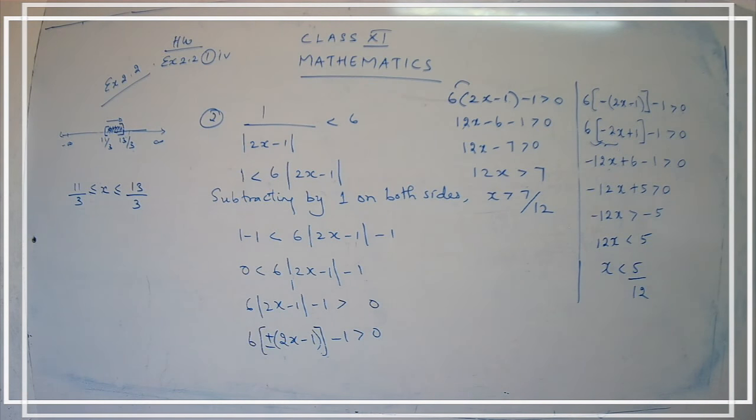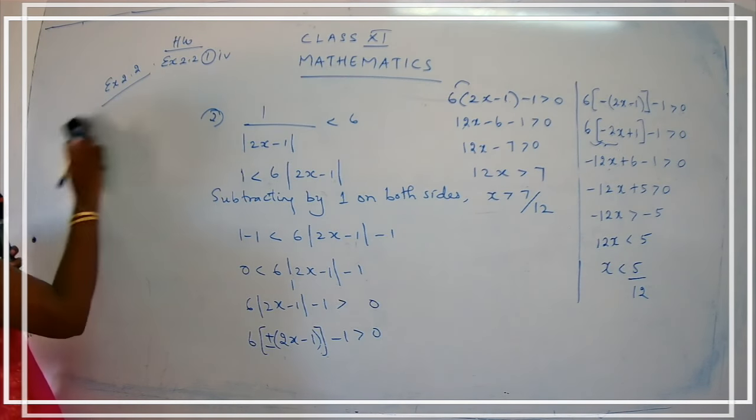Write down the steps. Okay, now let's try to write down the answers together. We have got two values for x, children. One is greater than 7 by 12 and one is less than 5 by 12. And here the question is: solve and also express the solution using the interval notation. So they are saying that you have to write using the interval notation. You have to use a closed bracket or an open bracket or semi brackets here. So let's see how to present the answer.